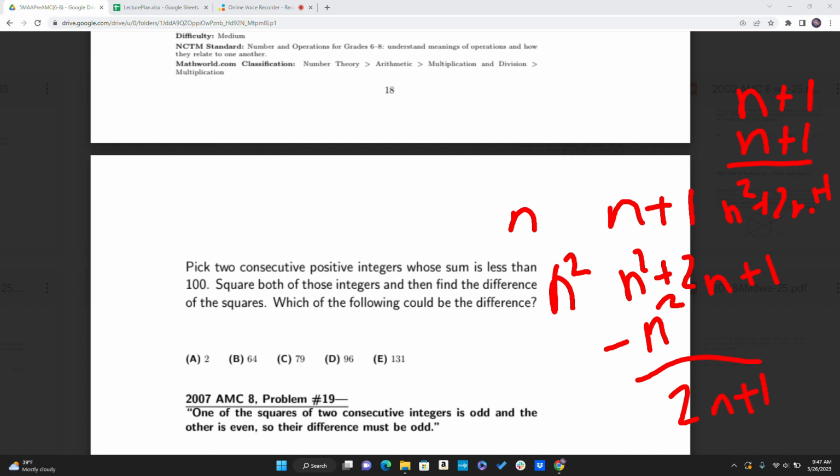Well, right away, we've got 2 times a number plus 1. And remember, when you multiply something by 2, it'll be even. Right? So 2n, that'll be even. Adding 1 will be an odd number. So we're looking for an odd number. Right? So let's find an odd number. Can't be 2, can't be 64, can't be 96. Okay. So now it's between 79 and 131.